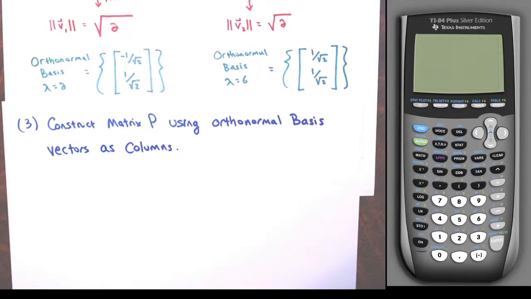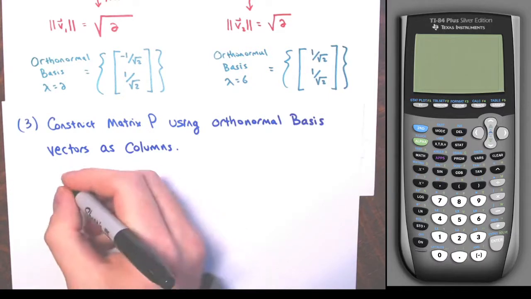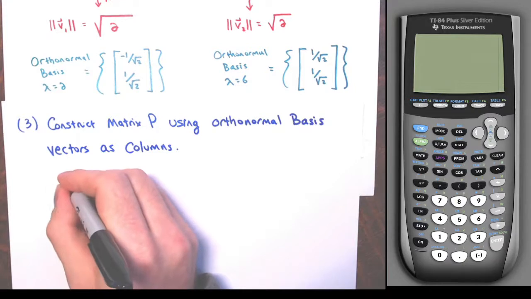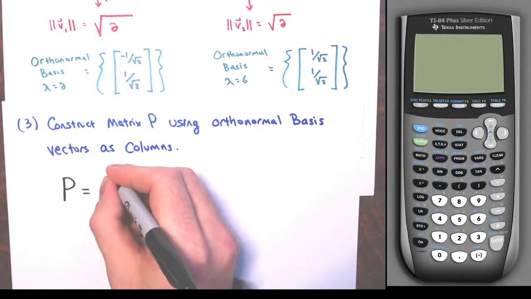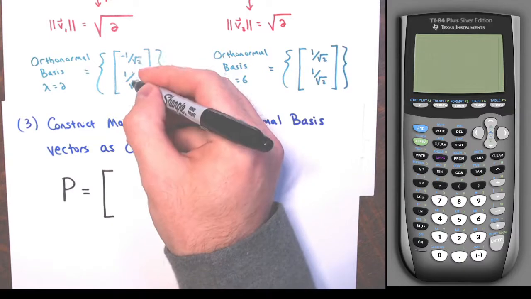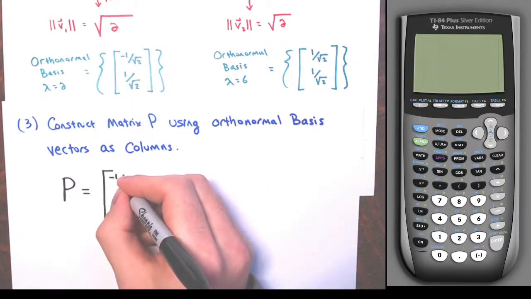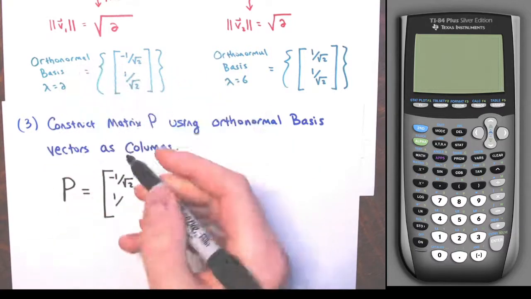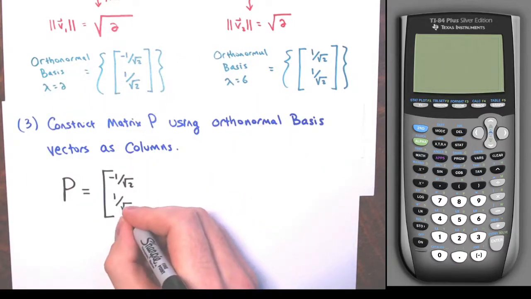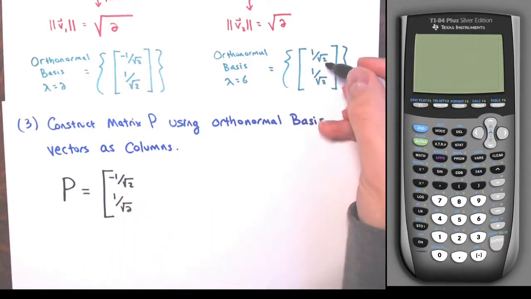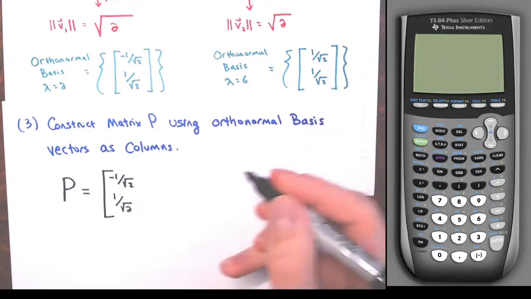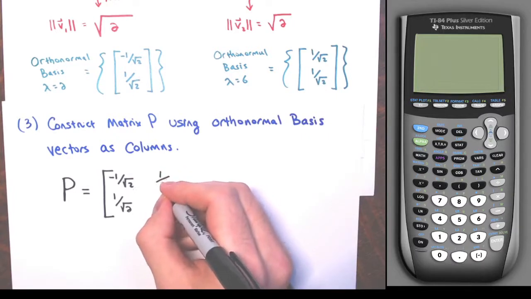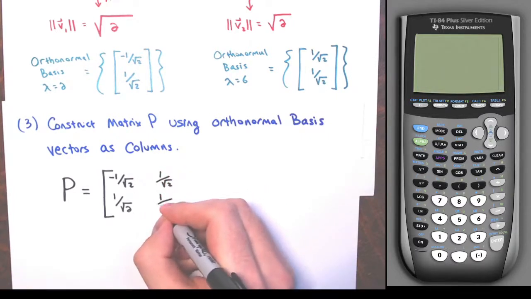So the matrix P that orthogonally diagonalizes A is this. P equals a 2 by 2 matrix where down the first column I'll put this negative 1 over the square root of 2 and 1 over the square root of 2, this orthonormal basis vector when lambda was 2. And the second column, this orthonormal basis vector when lambda was 6: 1 over the square root of 2, 1 over the square root of 2.